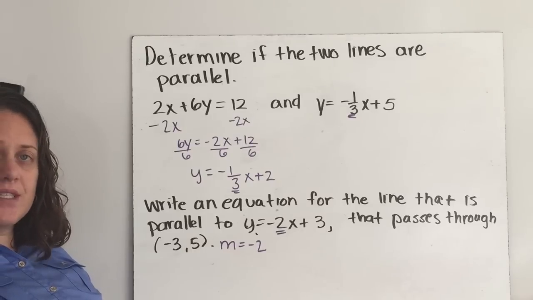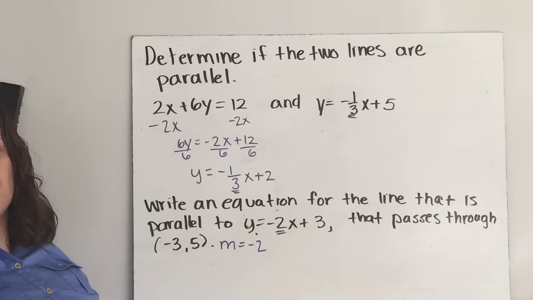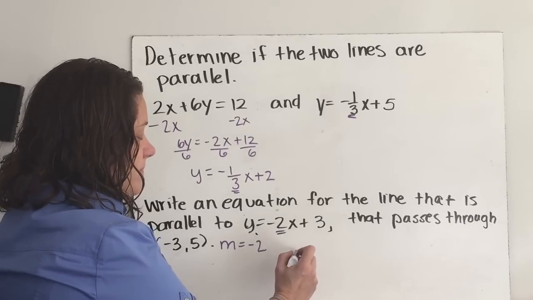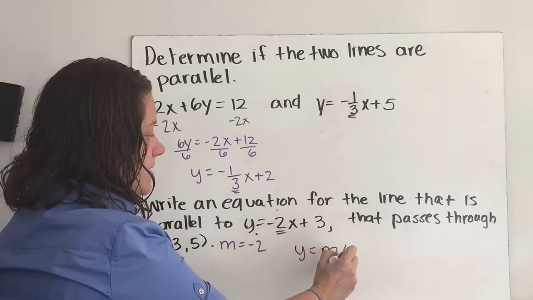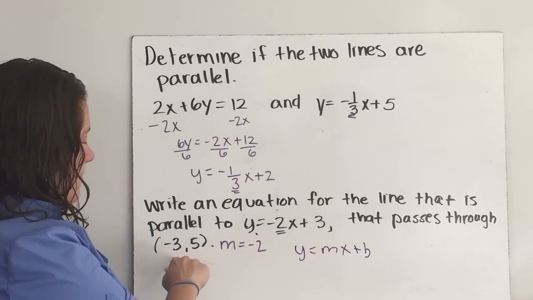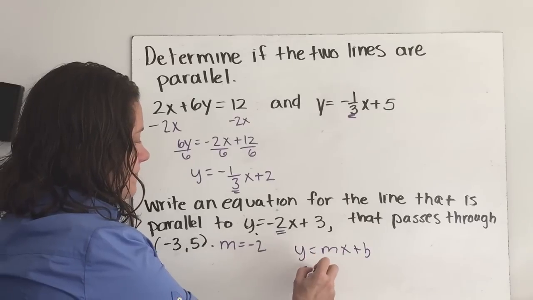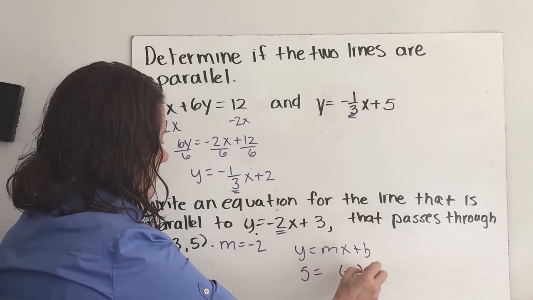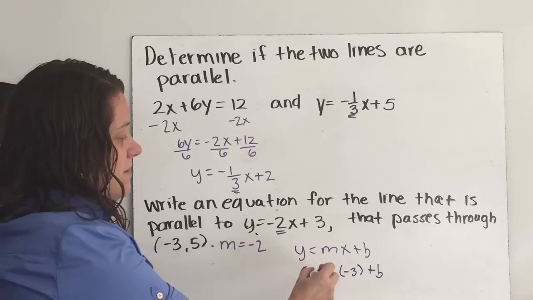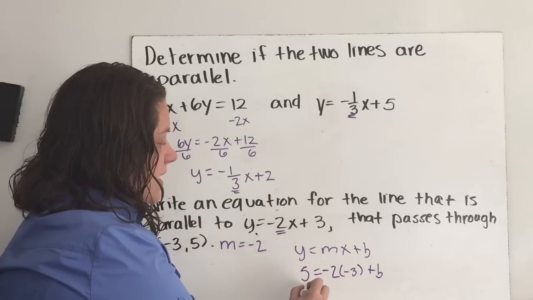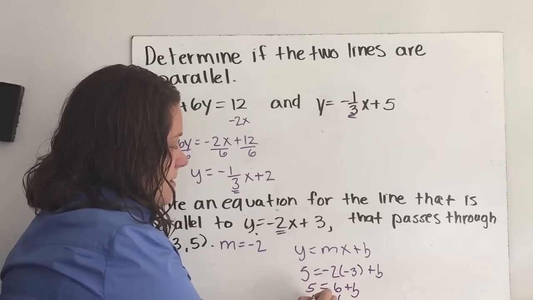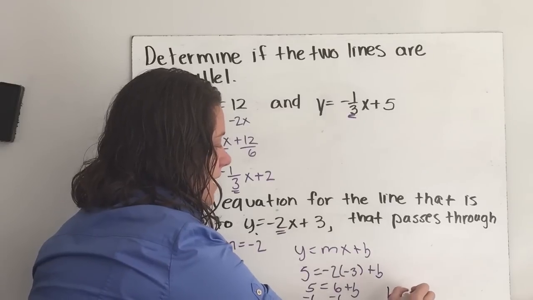Okay, so you could use point-slope form, or if you're not comfortable with that, you can use slope-intercept form. So I'll use slope-intercept form. So I have y equals mx plus b. I put my point in here. And then I can put my slope in of negative 2. So I have 5 equals 6 plus b, subtract 6, and I have that b equals negative 1.